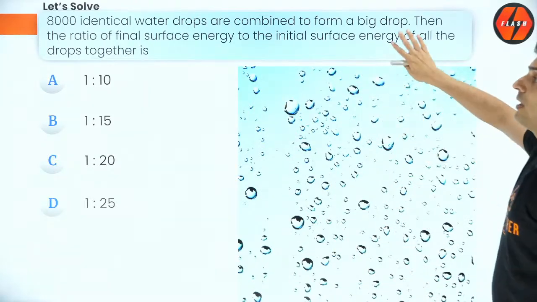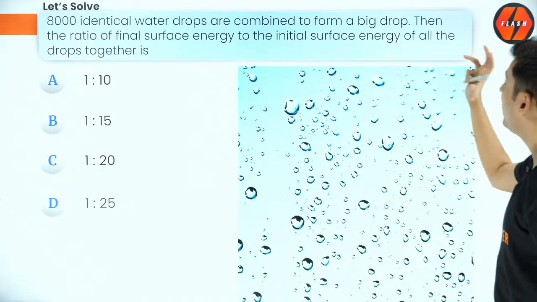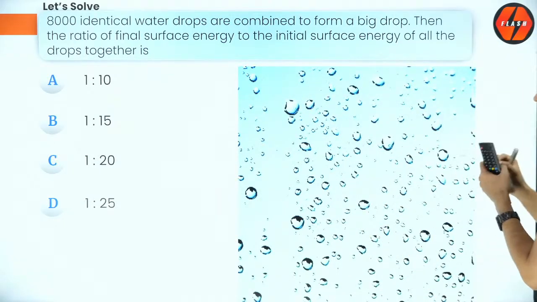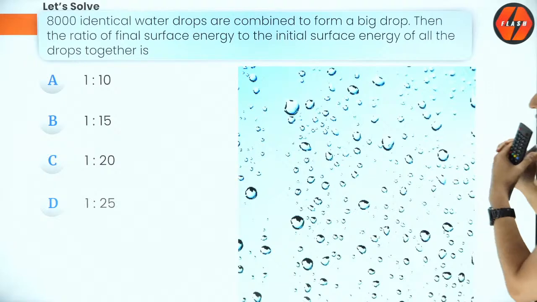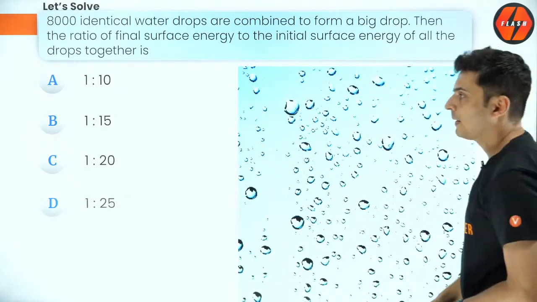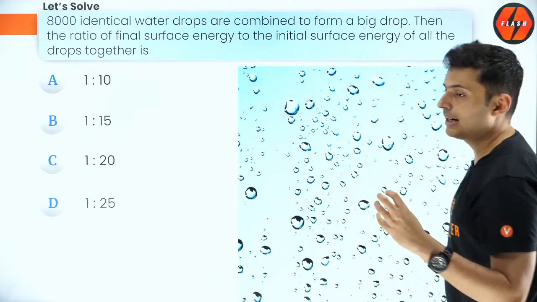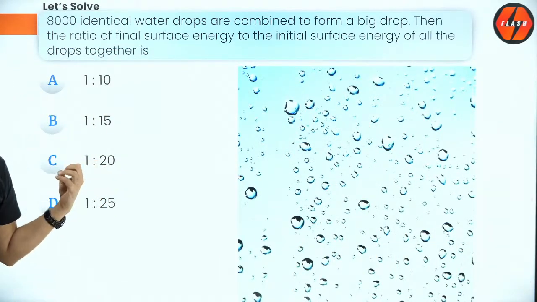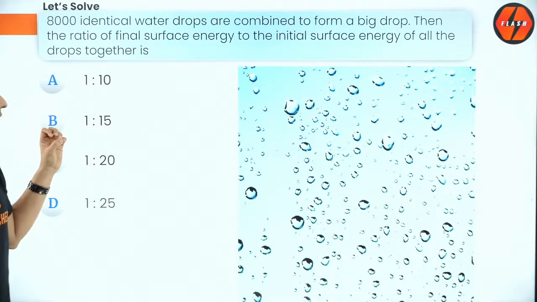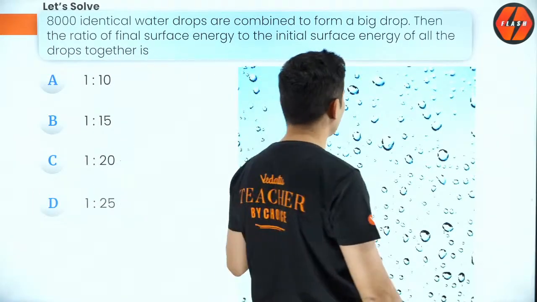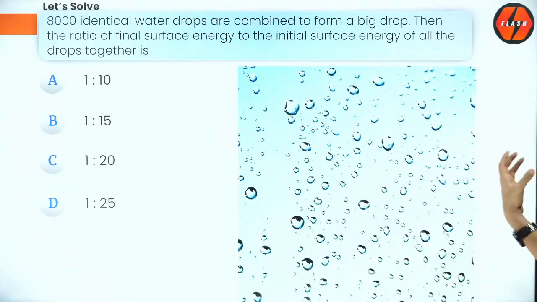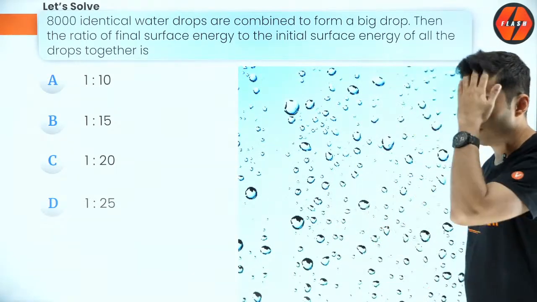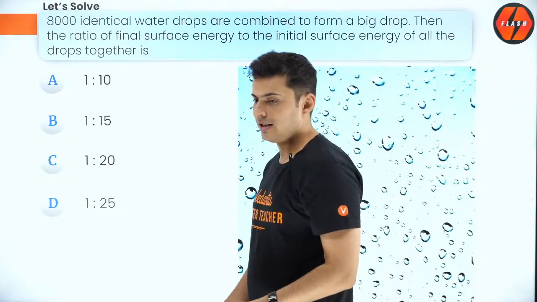8,000 identical water drops are combined to form a big drop. Then the ratio of the final surface energy to the initial surface energy of all the drops together is how much? Come on, just figure this out. 8,000 identical water drops. Come on guys, they form a bigger drop. What do you think is the ratio of the final surface energy to the initial surface energy if they come together? Come on, the total energy before and after.